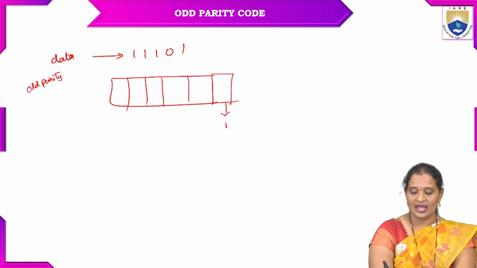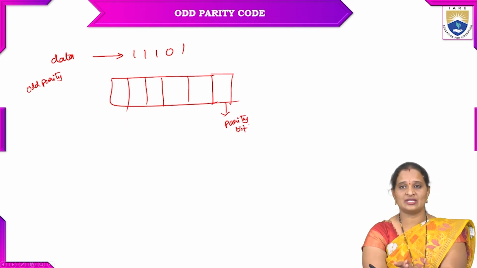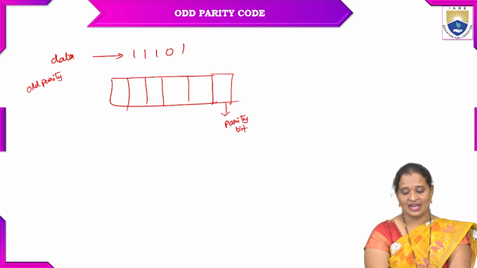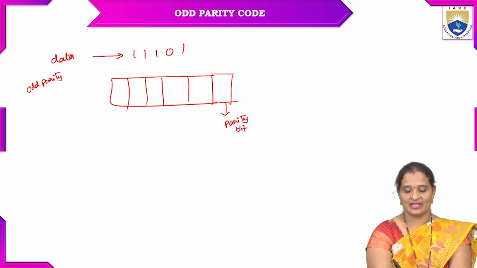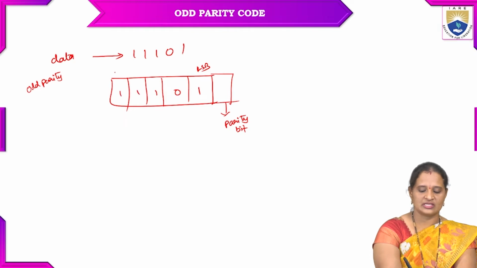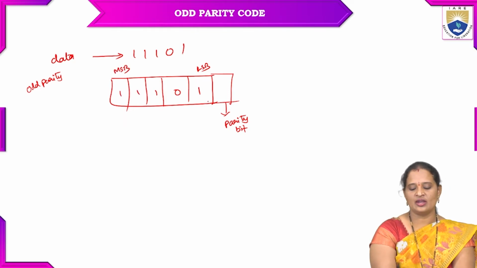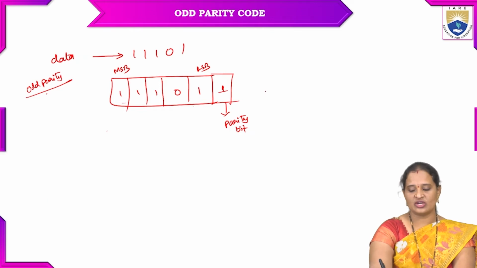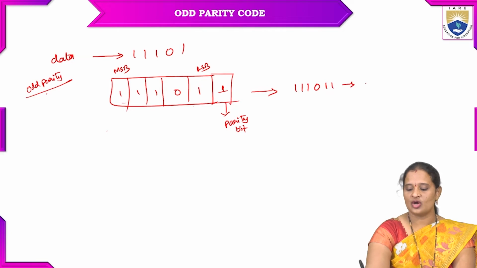As I told you, I can add a parity bit, or an extra bit, to either the LSB side or the MSB side. If I am adding a parity bit on the LSB side, then it should be added to the right of the LSB. This is my LSB and this is my MSB. Here I want to have odd parity. Already the number of ones is even, so I have to choose the parity bit as 1. So the code we have generated is 1 1 1 0 1 1 with odd parity.